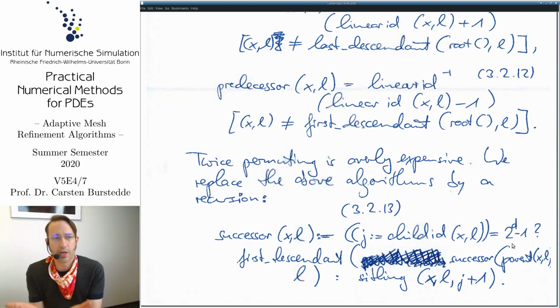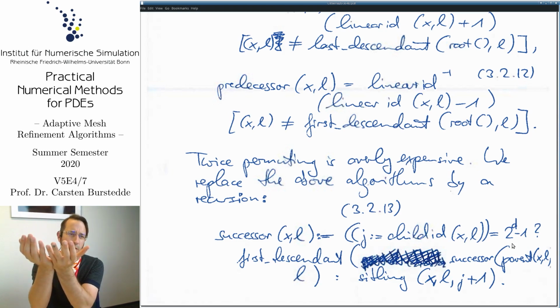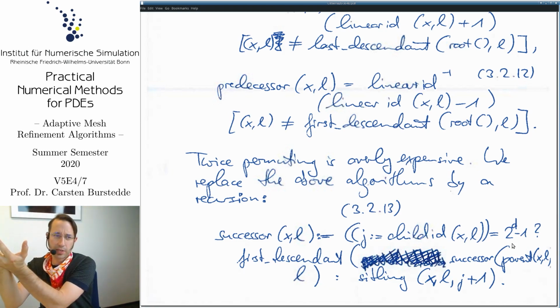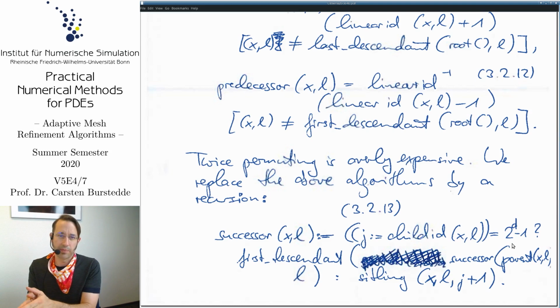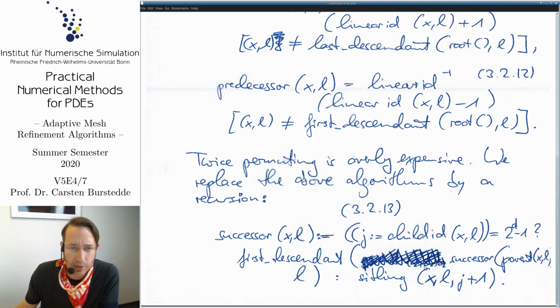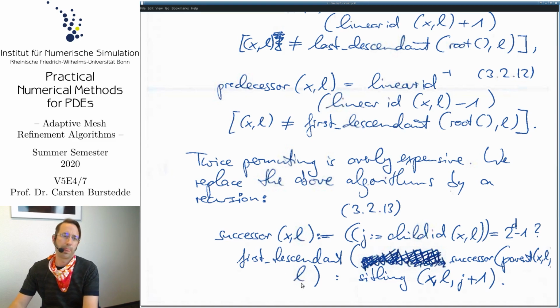So what can we do? We can go up to the parent, take the successor of the parent, and the first child of that parent. So we would take the parent, XL here. The parentheses here are not close to scanning, sorry. So you take the parent, then we take the successor, and then we take the first descendant of the result at the level L. So we get a result at the same level as X, which is what we want. So this is the successor.